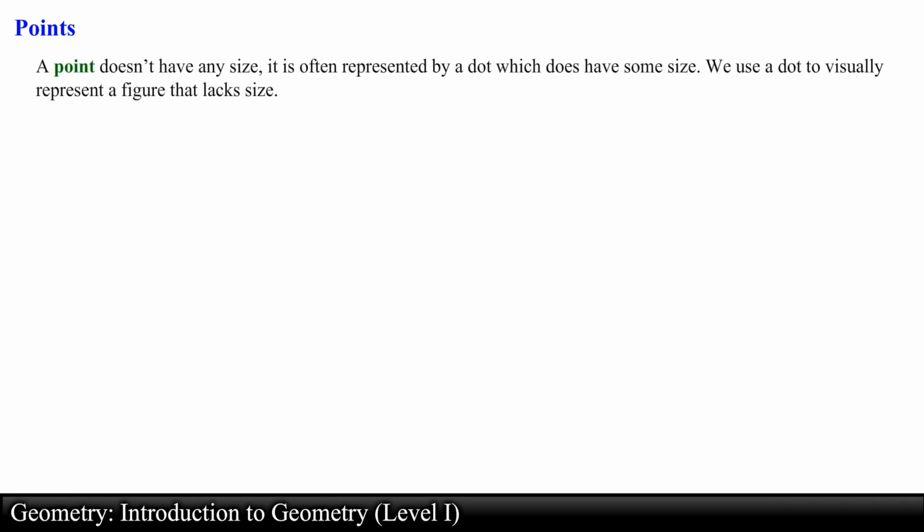Alright, let's get started with the basics. The simplest figure studied in geometry is called a point. Although a point doesn't have any size, it is often represented by a dot, which does have some size. But keep in mind that for the most part, they do not have a size. We use a dot to visually represent a figure that lacks size. We usually name points by using capital letters. For example, the following 5 points are called point A, point B, point C, point D, and point E.